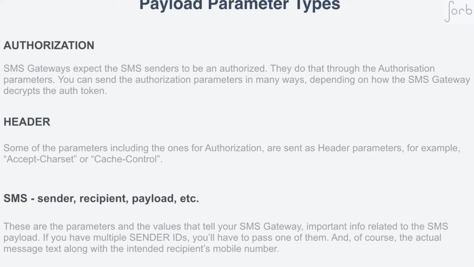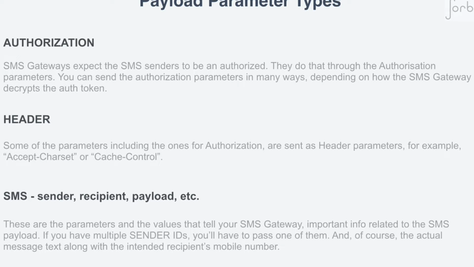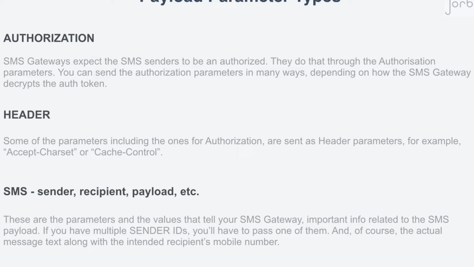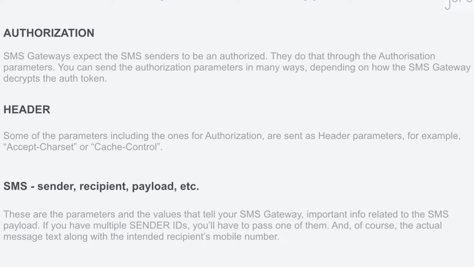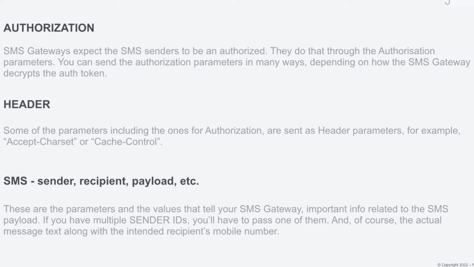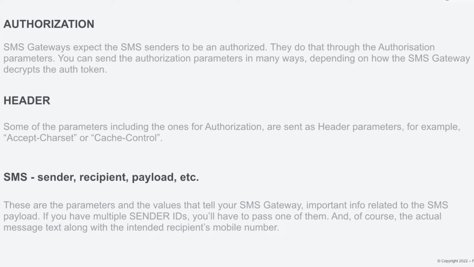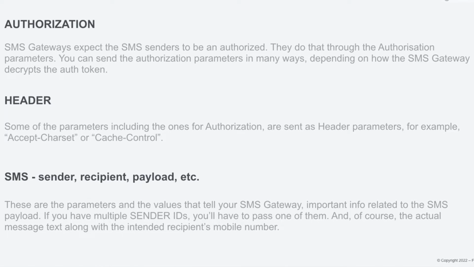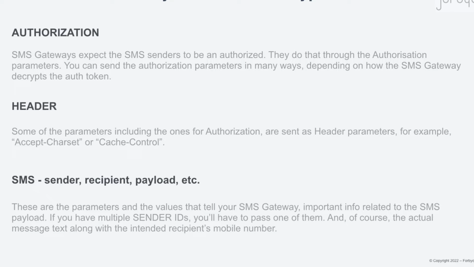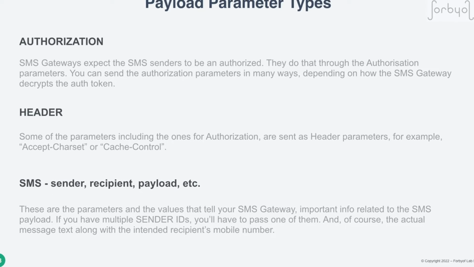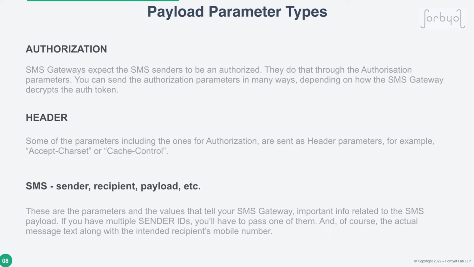There could also be a few header parameters that the API expects. For example, if the message is in a language that does not use the English language script, this may need to be specified. The last set of parameters are related to the actual SMS that we want to send. These include the sender ID, recipient number, the message text, etc. Let's look at the header parameters now.